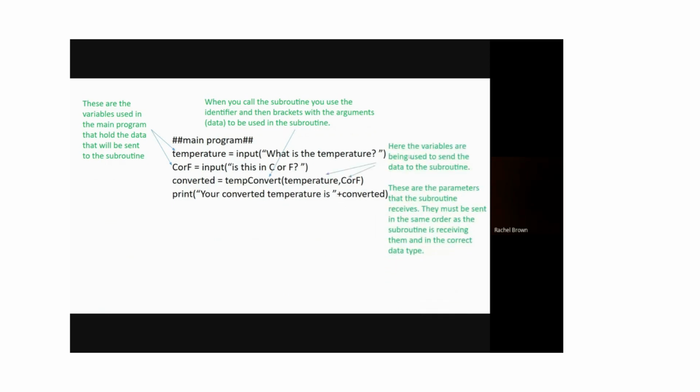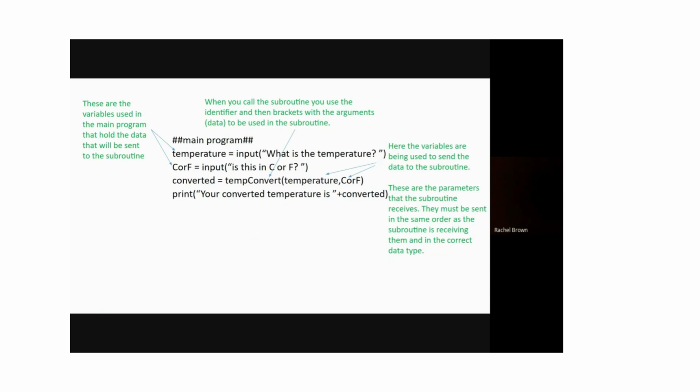What we've then got is those variables that we had, temperature and C or F, and they're being used and sent to the subroutine. So these are, like I said, the parameters that the subroutine receives. They must be sent in the same order in which the subroutine is receiving them. We will look at that in a minute, and you'll see what I mean by that.